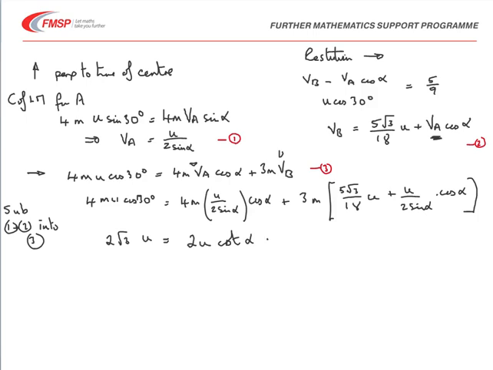Multiplying out the bracket, the first one is the 3 cancels the 18 to give you 6, so 5 root 3 over 6 times u, and finally we've got u over 2 cot alpha multiplied by the 3, so 3u over 2 multiplied by cot alpha.